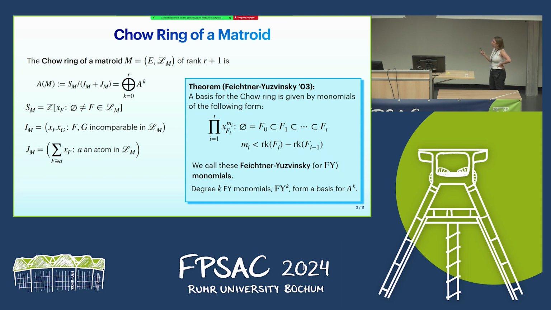So this basis is going to be a product of variables, the support of which is on a chain, and where the degree of each variable is bounded by this difference of rank conditions. I'll call these monomials Feichtner-Yuzvinsky monomials, and maybe unsurprisingly, degree k monomials provide a basis for the kth degree piece.